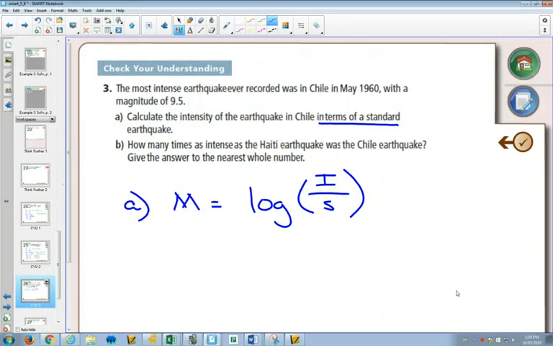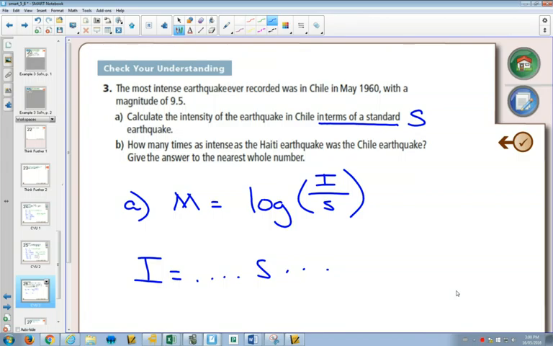So we've seen this before. We've seen questions that said in terms of A and B, in terms of X. Anytime a question has in terms of something, that means there's going to be that variable in your answer. So in terms of a standard earthquake, that's your S. Our answer is going to have an S in it somehow. But we need our equation I equals something something S something something something. That's the idea of what in terms of means.